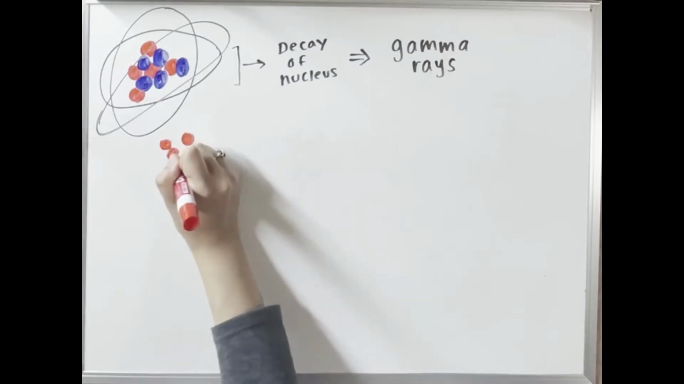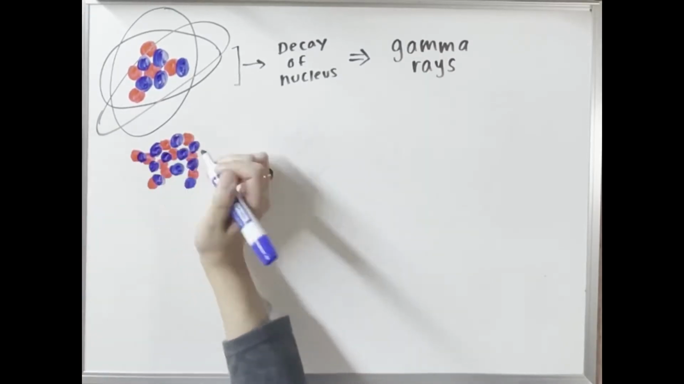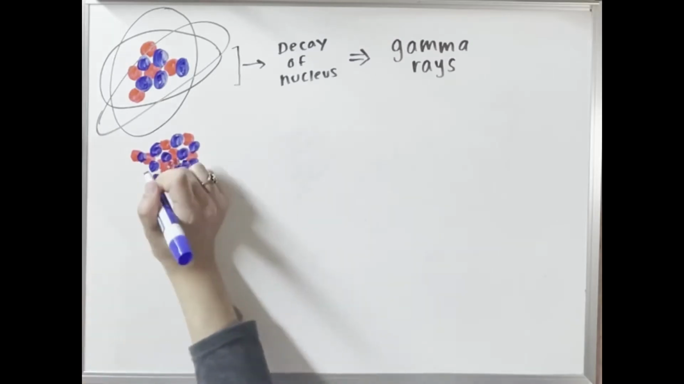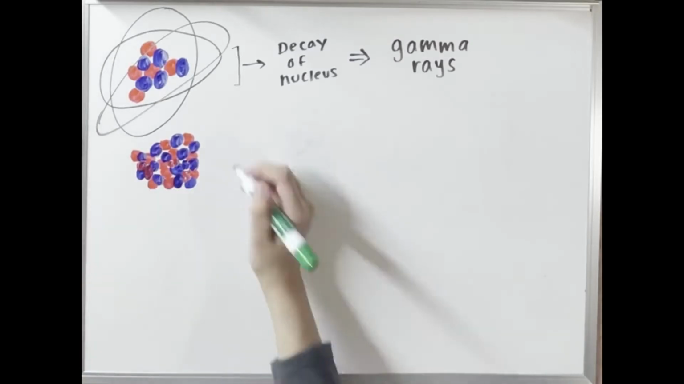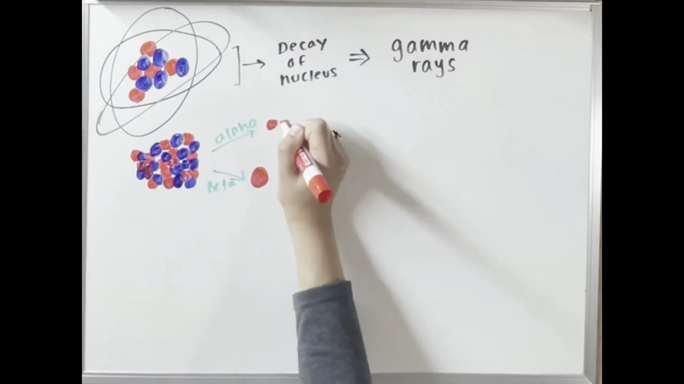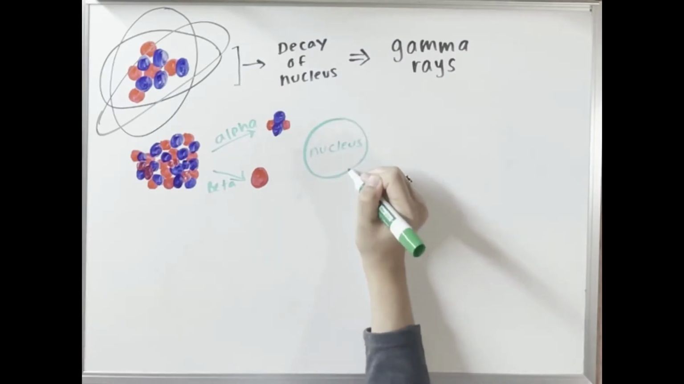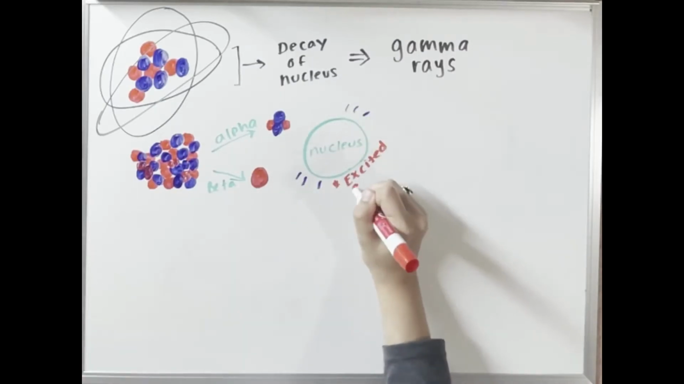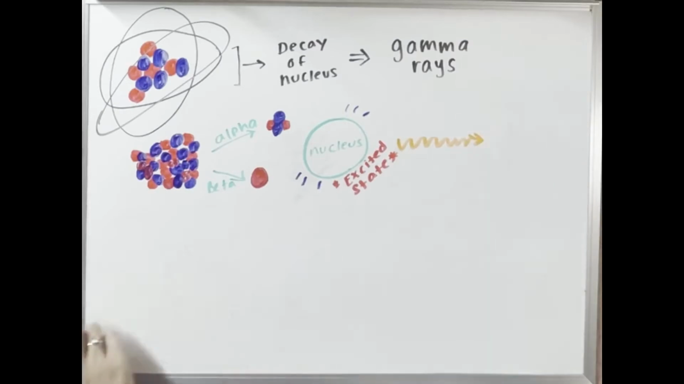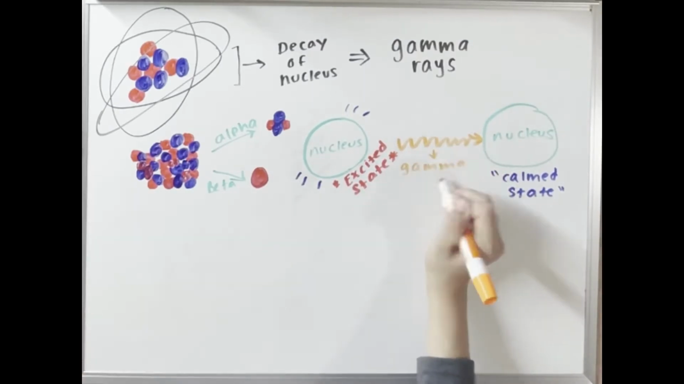With that said, gamma rays are typically produced through the radioactive decay of atomic nuclei. When a radioactive nucleus decays, typically through the emission of an alpha or beta particle, the resulting nucleus is usually left in an excited state, which is then calmed down or decayed to a lower energy state by the emission of a gamma ray photon called gamma decay.